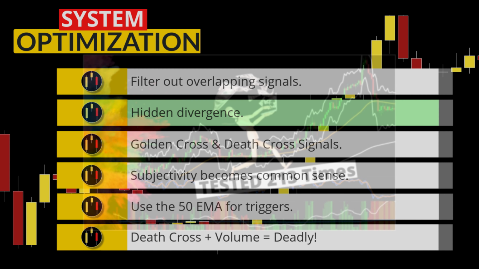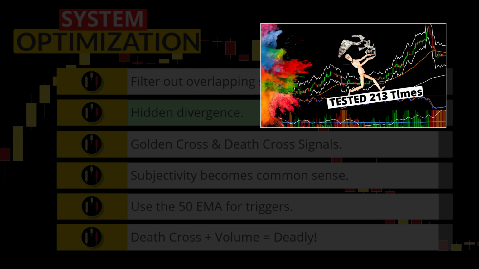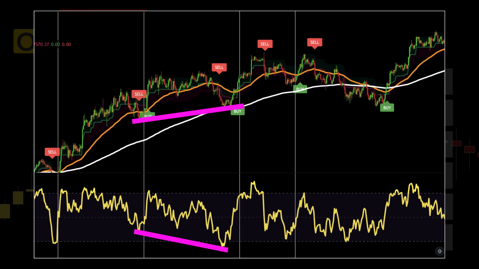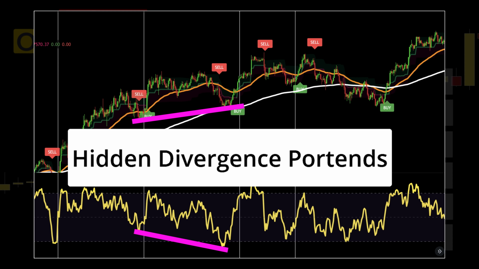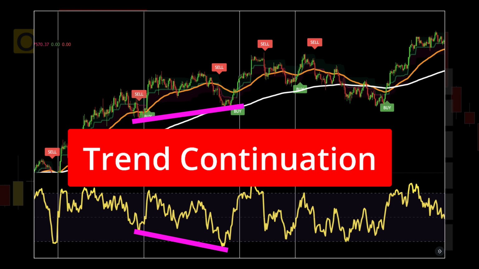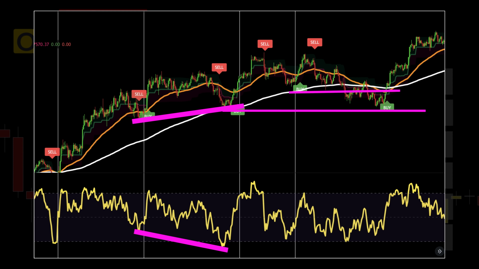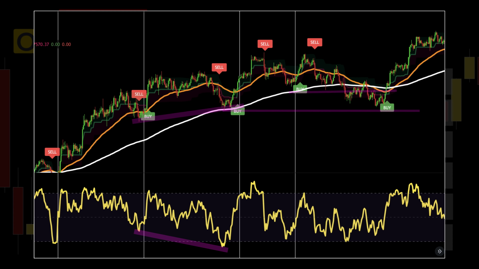Second, like I showed in this video, using hidden divergence is a great technique to add into a trend following system. You can see a lower low on the RSI and a higher low on price. That is hidden bullish divergence and can portend another bullish leg up. In addition, you can see this entry does not have hidden divergence and is a loser.